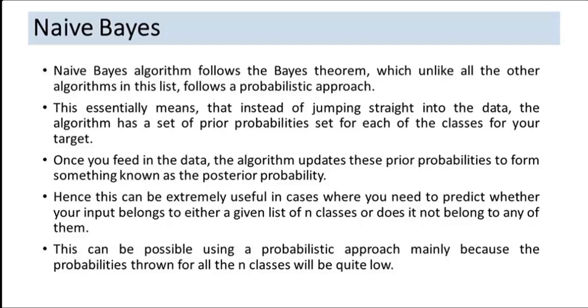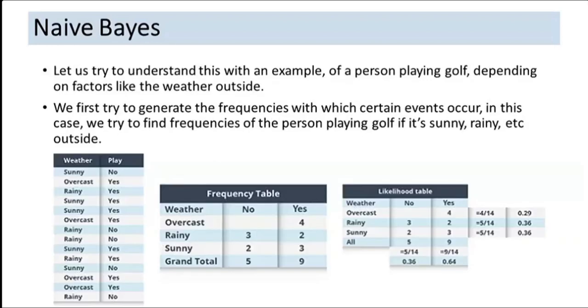It is extremely useful in cases where you need to predict whether your input belongs to one of the given list of classes or does not belong to any of them. This is possible using the probabilistic approach, mainly because the probability returned for all n classes will be quite low. So let's try to understand this naive Bayes algorithm through an example.